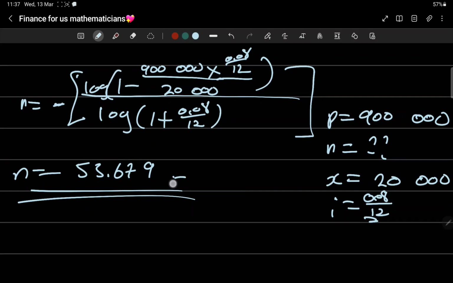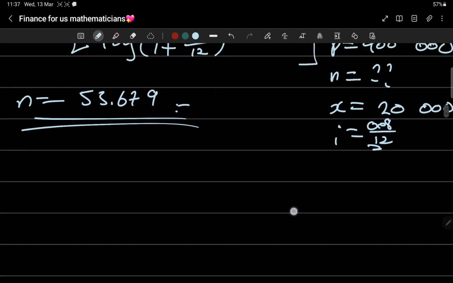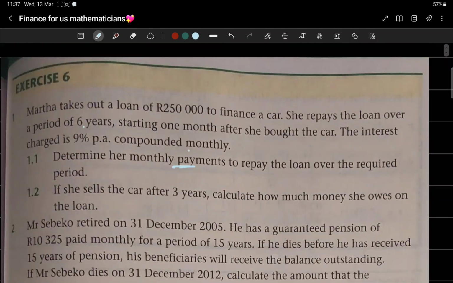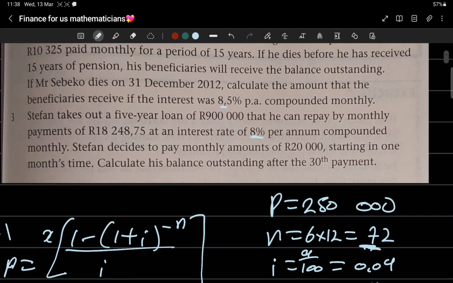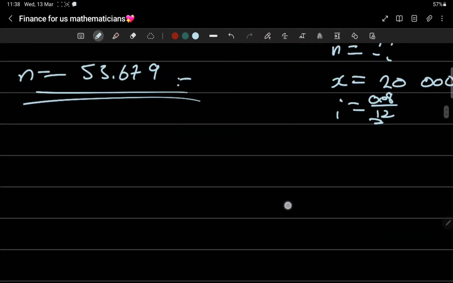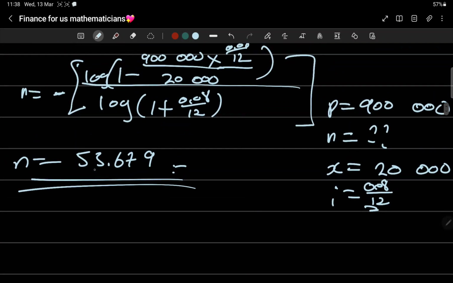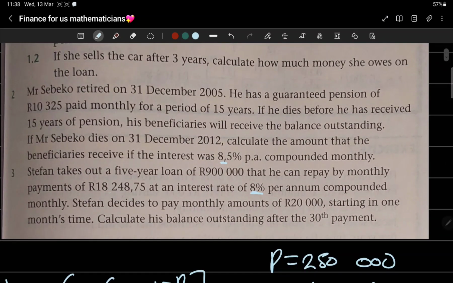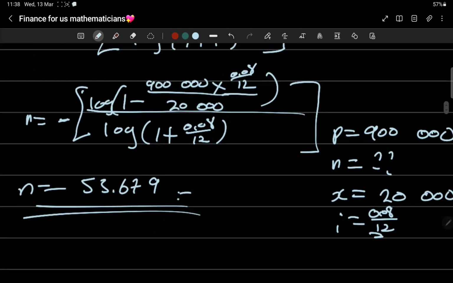So it's actually 53 or 54, so n is 54. But we're not done with this question. Remember, we have to find the outstanding balance. It says calculate his outstanding balance. So if he's paying 20,000 rand per month, he's going to pay 54 times instead of 60 times, because if he was paying 18,000 rand, he was going to pay for 60 months. Remember, 5 times 12 is 60. So he's going to pay for 54 months.